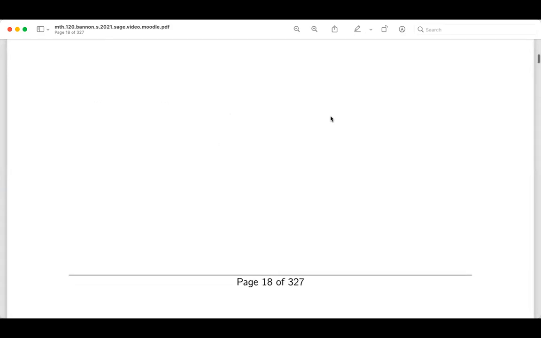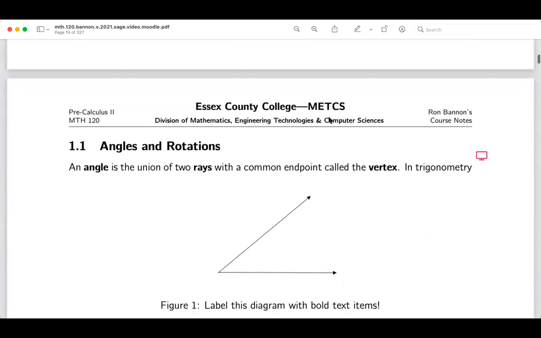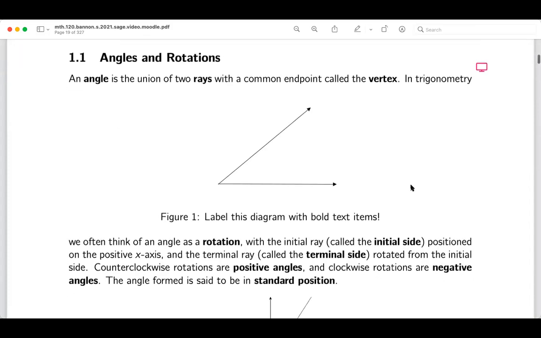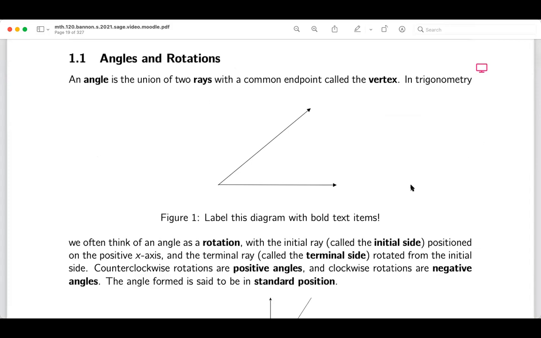All right, so what do we do in week 1? I should say in section 1. We talked about angles and rotations. This stuff has all been covered. I want to point out in the notes, there's little tiny videos over here. If they're helpful, watch them. If they're not helpful, don't watch them, right?